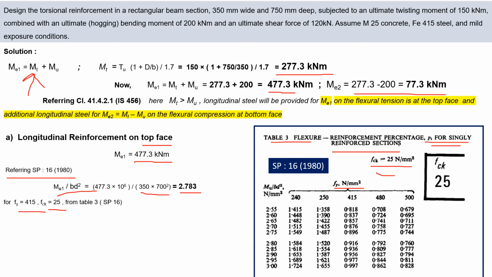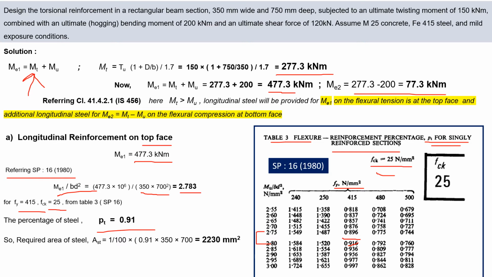So from this table, corresponding to Mu by bd square value 2.783 and fy 415, the value 2.783 lies between these two values, 2.75 and 2.8, and correspondingly the two values we have to take into consideration are 0.896 and 0.916. With the help of interpolation, we can find the percentage of steel required for the Mu by bd square value 2.783. After doing the interpolation, we get the percentage of steel required, pt, equal to 0.91.